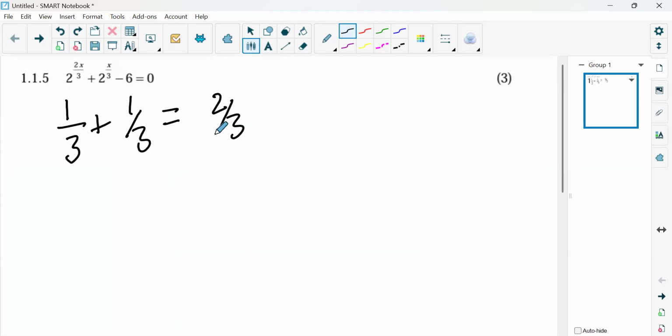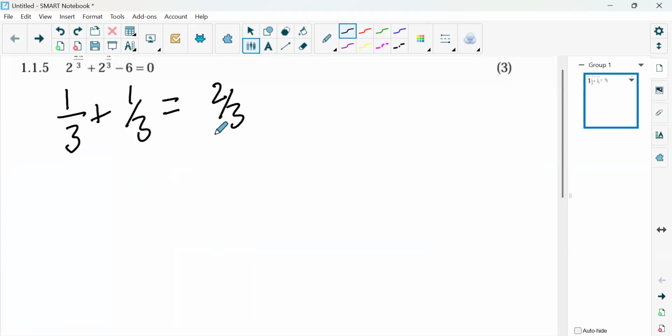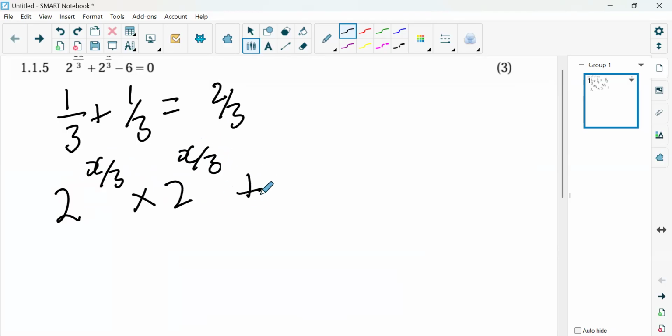This is the key thing that we're going to be using here. We're also going to use the power rule in reverse. If you check, we have 2 to the power of 2x over 3. How will I write this using the power rule in reverse? It's going to be written as 2 to the power of x over 3 multiplied by 2 to the power of x over 3, plus 2 to the power of x over 3, minus 6, which is equal to 0.